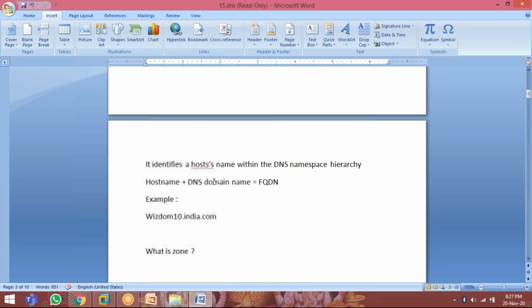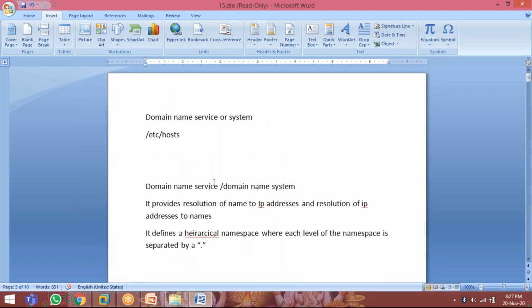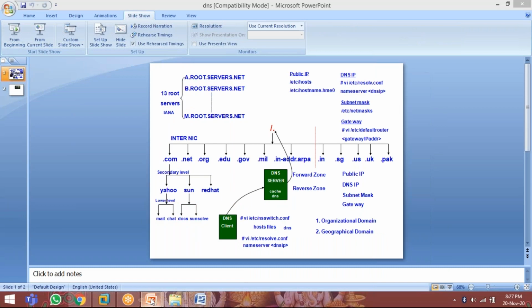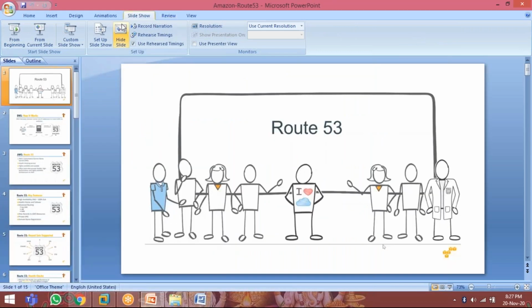Now, coming to the AWS DNS, Amazon Route 53.